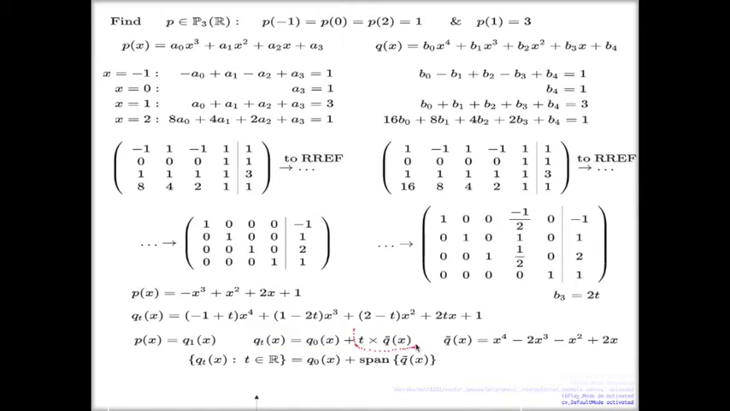These are the elements of a span, right? You just take a vector, you're scaling it. That's how you make up a span of a single vector. And that's your Q.